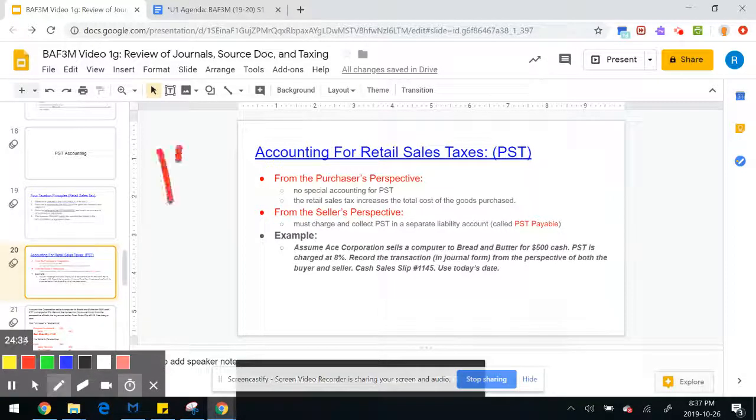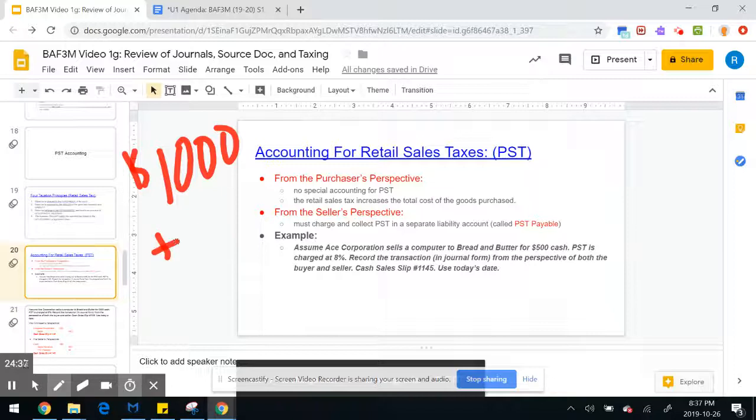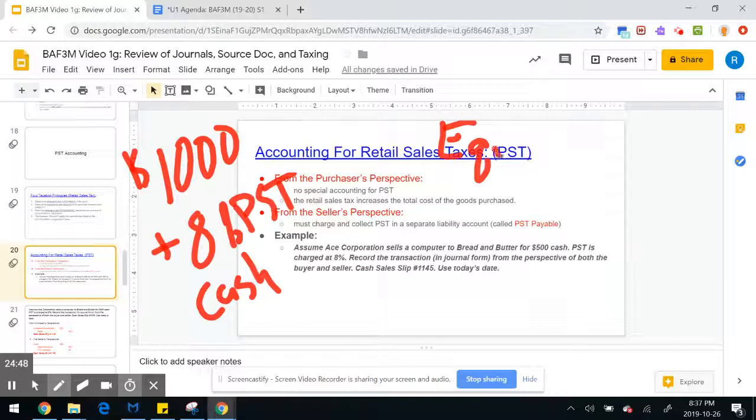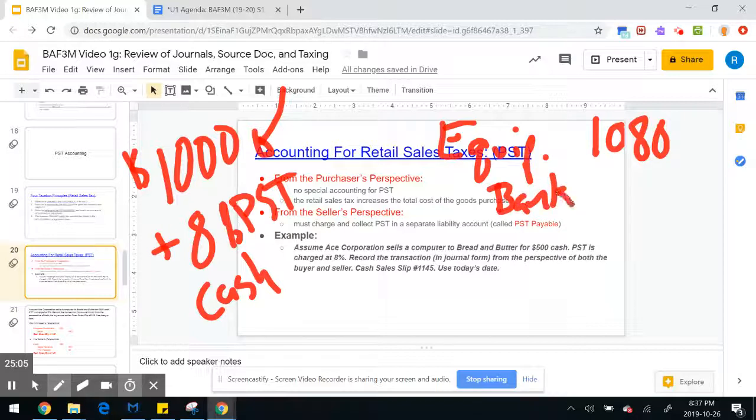So for example, if we, the business, bought something worth $1,000 plus 8% PST, and let's just say that we paid cash. Let's say we bought equipment, we would debit equipment, of course, because we just bought a $1,000 piece of equipment. But the value of the equipment isn't actually $1,000 because it cost us 1,080. So when we pay that business, our cash, our bank, of course, just as people having paid taxes yourself, you have to actually give that business 1,080 in cash. So this is what our journal entry looks like for PST when we purchase something.